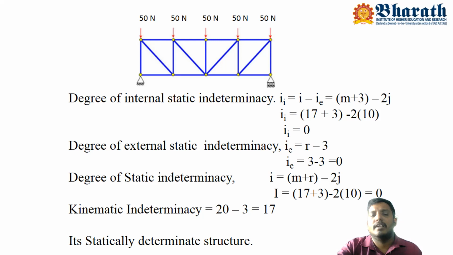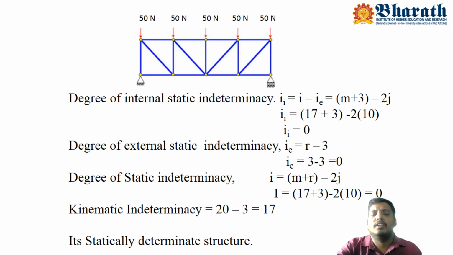Therefore, we have 10 joints. Then the unrestrained degrees of freedom are 10 into 2, so we have 20 unrestrained degrees of freedom. But we have two supports, one is a hinge support and another one is a roller support. The hinge support offers 2 reactive forces. It will arrest the vertical and horizontal movement of that particular nodal location. Then the roller support will arrest only the vertical reactive force in this case.